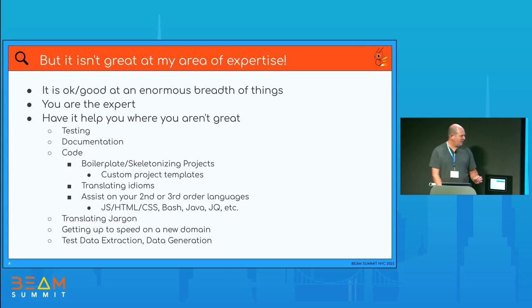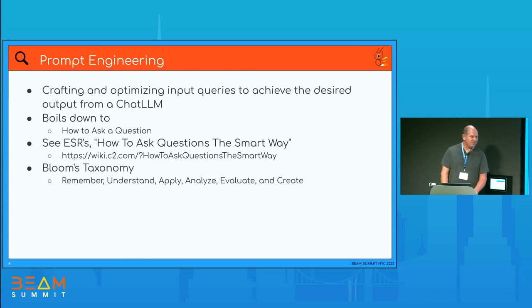And then lastly, test data extraction and generation. I see a lot of projects, there's this sort of curve where the project starts out and you have to get some scaffolding. You have to get the project off the ground. You have to get some test data. Getting all that stuff set up is way, way faster using a chat LLM model. It can basically describe stuff and you can get a project going in a couple hours that might take a week or more in another situation.